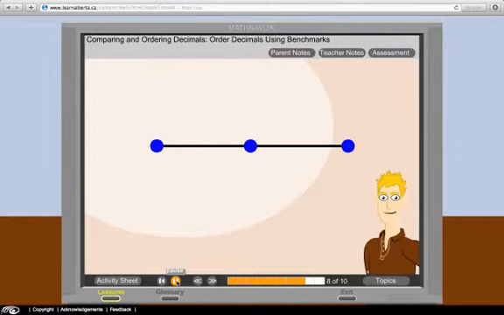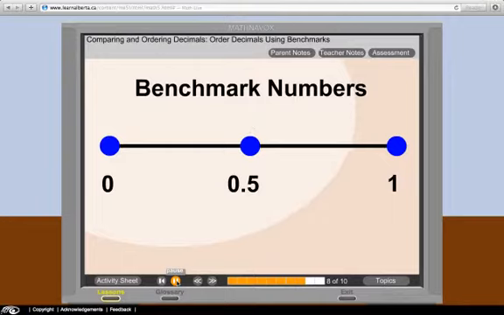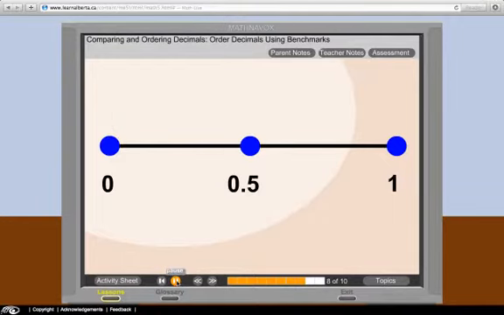For example, on this number line, we label the first point as 0, the second point as 0.5, and the last point as 1. These numbers can all be called benchmark numbers. Now that we have established our benchmark numbers, we can look at other numbers to see how they compare to the benchmarks. Let's try placing a few numbers on the number line.